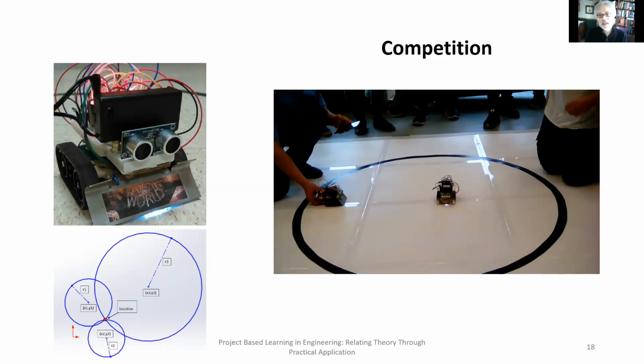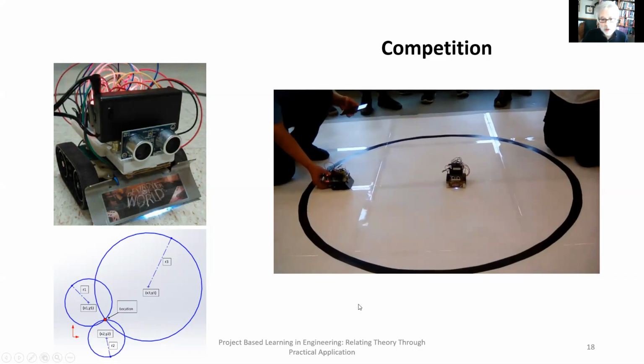So they're autonomous. What happens here is they have to find their position in the ring by themselves and broadcast it. And the other team does the same thing. So each one of them knows where they are. And then they have to come up with a strategy for how to push the other out. So they have to think about how to control that. And let me see if this video runs.